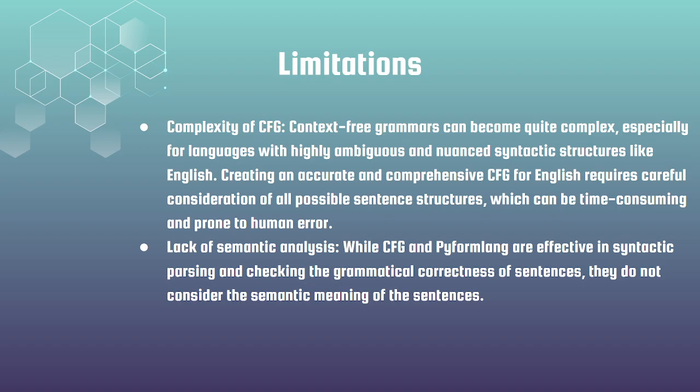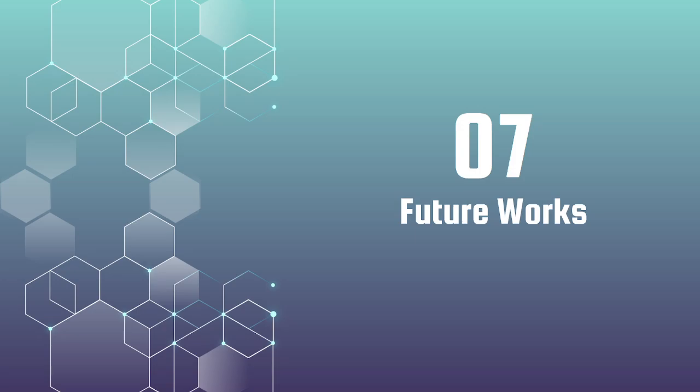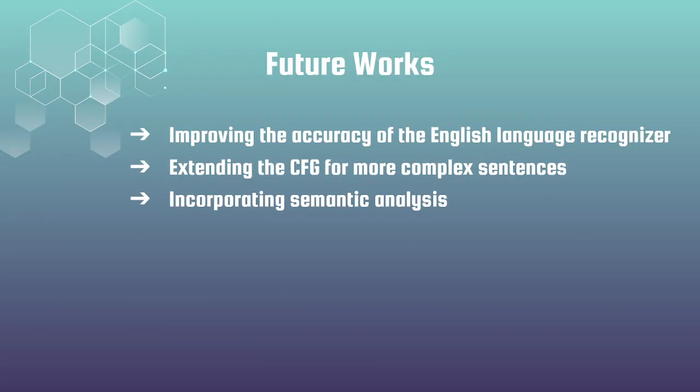So, we have seen that there are some limitations for this paper, and then we go on to the future works. So we can see that the authors have discussed that they have some future works for this research. So firstly, we can see that improving the accuracy of the English language recognizer has been mentioned. Although the current implementation has an accuracy of 84.9%, there is room for improvement. The researchers can explore techniques such as deep learning and statistical models to enhance the accuracy of the recognizer, extending the CFG for more complex sentences.